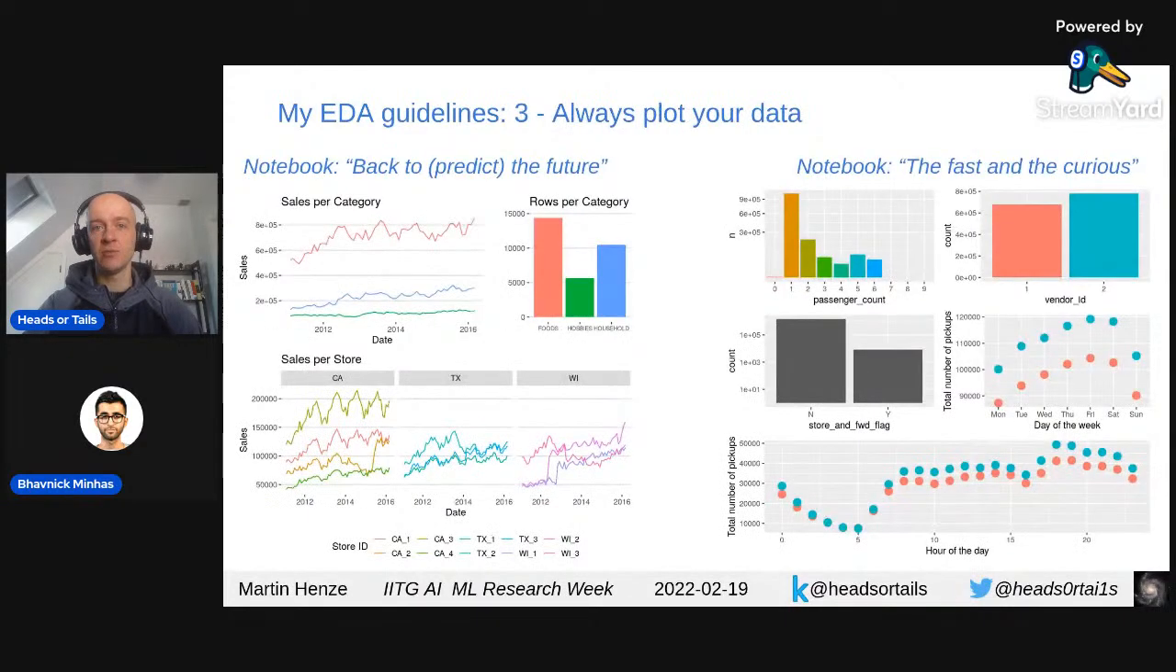And then guideline number 3 takes it from there. So always plot your data. After looking at your data, you want to visualize it in some shape or form. And again, here are the examples for tabular data. Depending on the type of feature, you would choose different visuals to start from, right? So for categorical features, there are bar plots. For time series, there is a line plot. So you just kind of plot sales over time in this example here on the upper left.